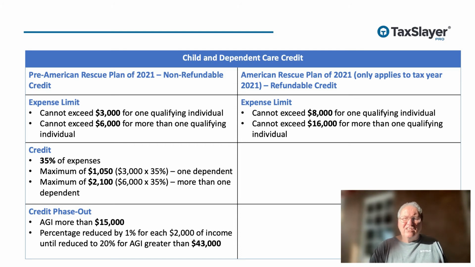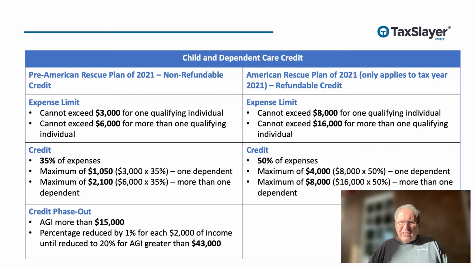The next thing is that previously it was 35% of the expense that was eligible for the credit. Now it's 50%. So you have one child, $8,000. So the maximum credit that you can receive is $4,000.